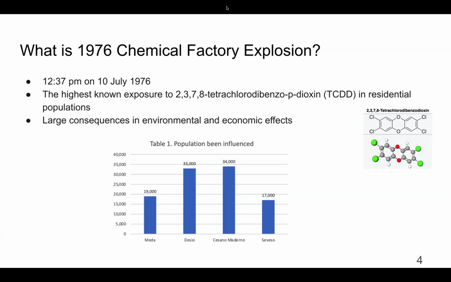In Table 1, it shows how many people were affected. The most affected population is at Casino Mandarino.